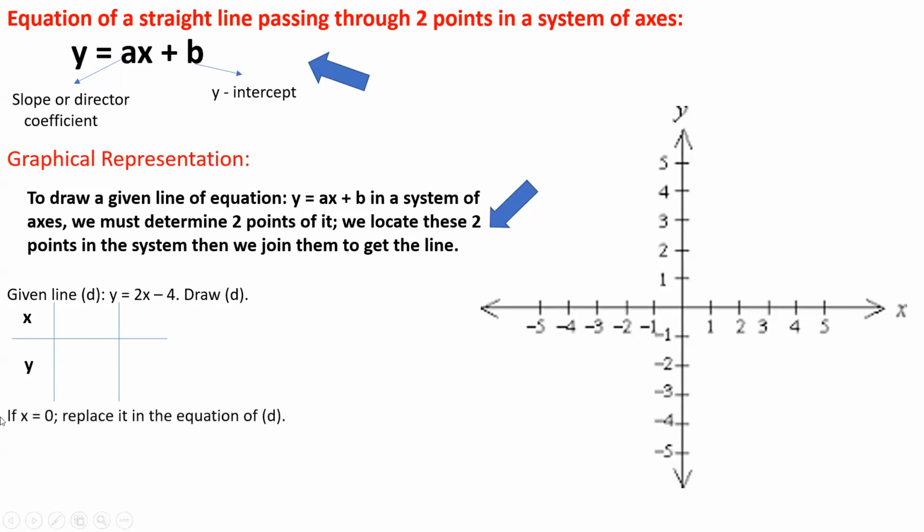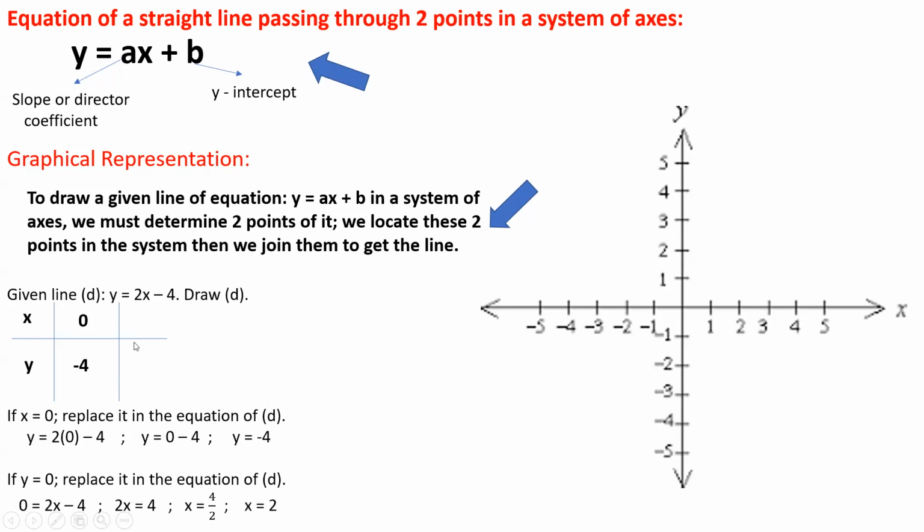So for x equals 0, I replace x by 0, and I get y equal minus 4. So for x equals 0, I put minus 4. The other value, the easiest one, I take for y equals 0. For y equals 0, I get x equal 2. Now I got 2 points.